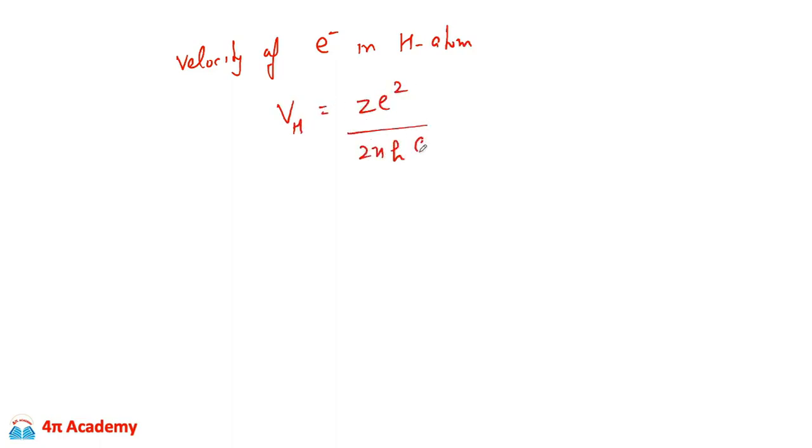And similarly you can derive the relation of velocities. So velocity of electron in hydrogen atom, which we have already derived, is Z square over 2 NH epsilon naught. From this formula we can say that the velocity of electron is independent of mass.